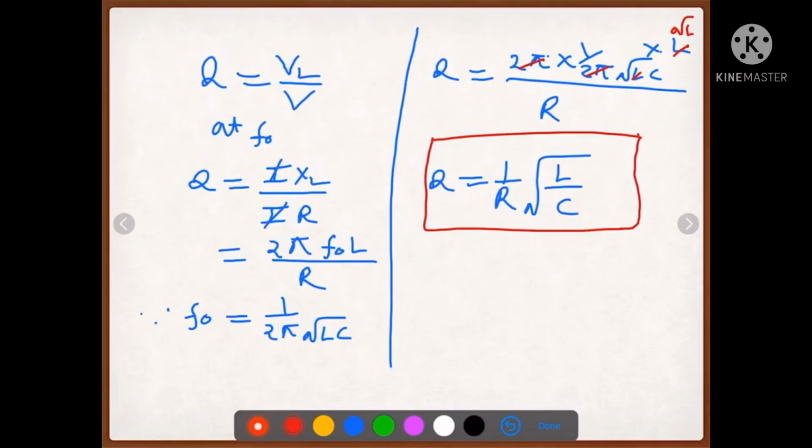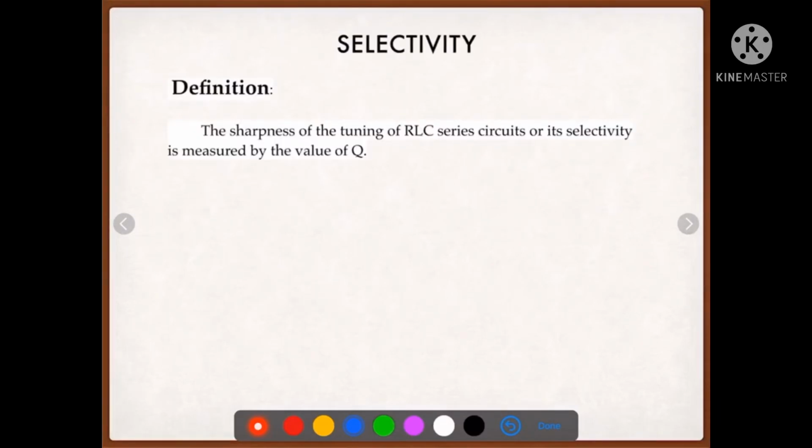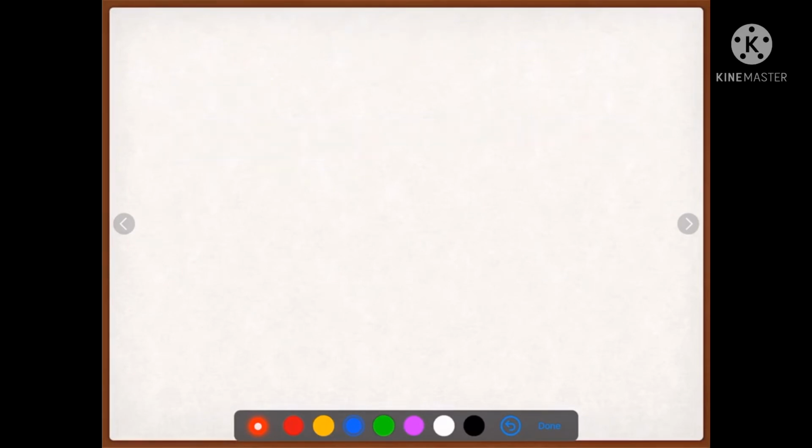You can try to derive the formula for Q is equal to VC upon V. That is your homework. I'm not going to derive this. You are supposed to derive it. Okay, do it at home. Now this is all about the quality factor of a series circuit.